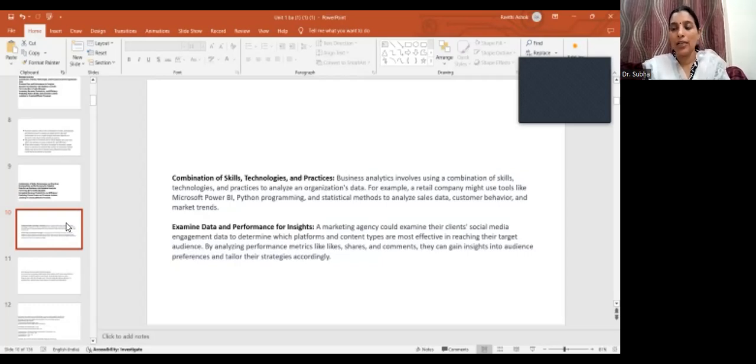Another important keyword in the business analytics definition is examine the data and performance. As an analyst, you should thoroughly examine your data and gather insight to increase your performance. Suppose you have a marketing agency, you can examine your customer engagement. So how much they are engaged, what may be their social media engagement. In order to analyze this, you can analyze the data.